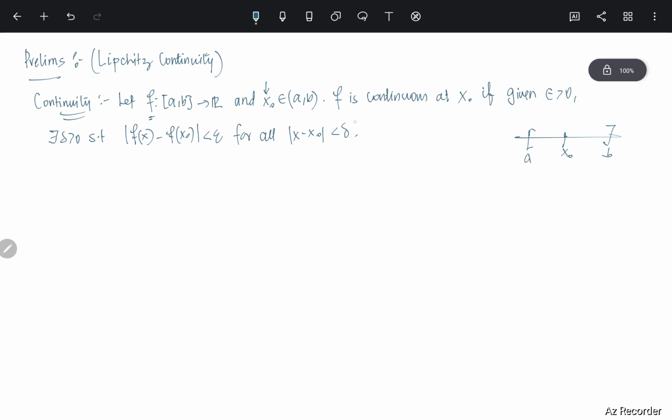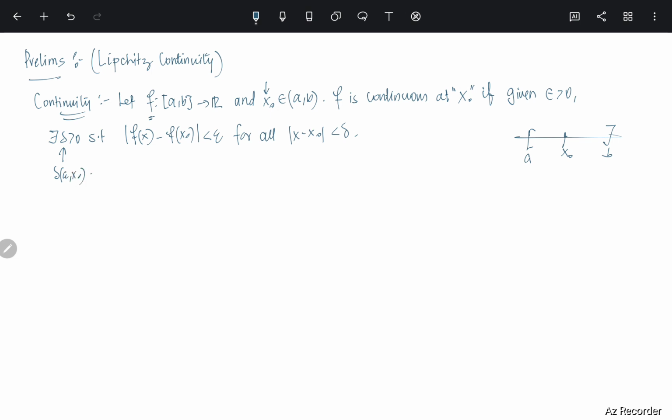We say that f is continuous at the point x naught if, given an epsilon, you have a delta depending on epsilon, such that |f(x) minus f(x naught)| is less than epsilon for all x with |x minus x naught| less than delta. So please remember, this delta depends on epsilon and of course the point x naught.